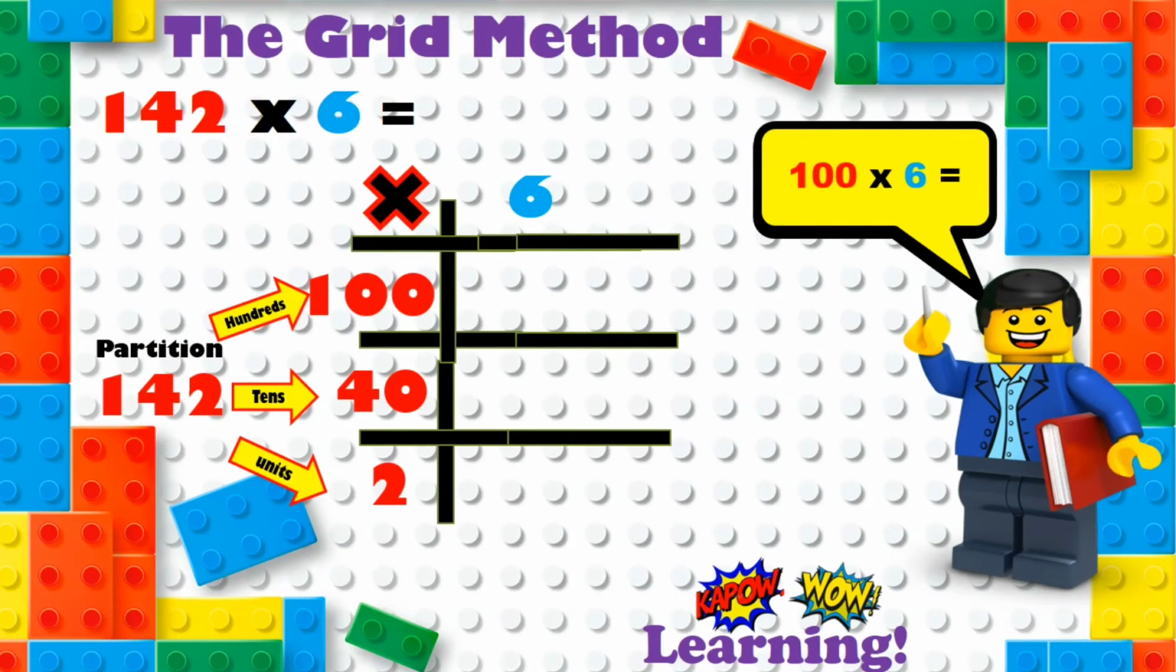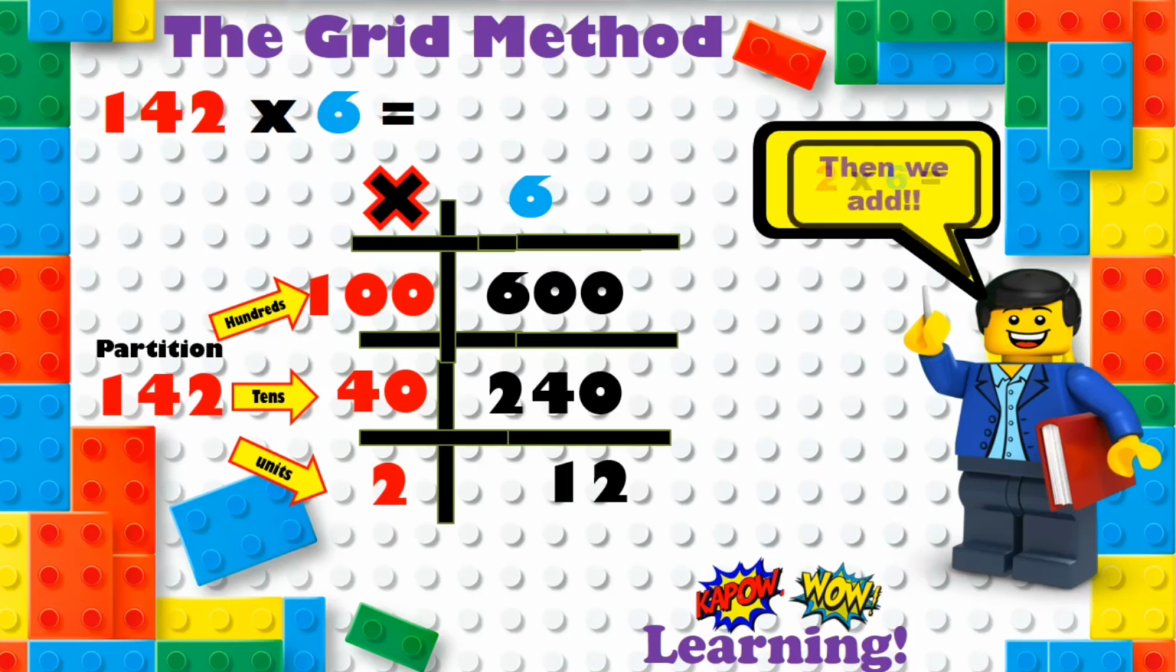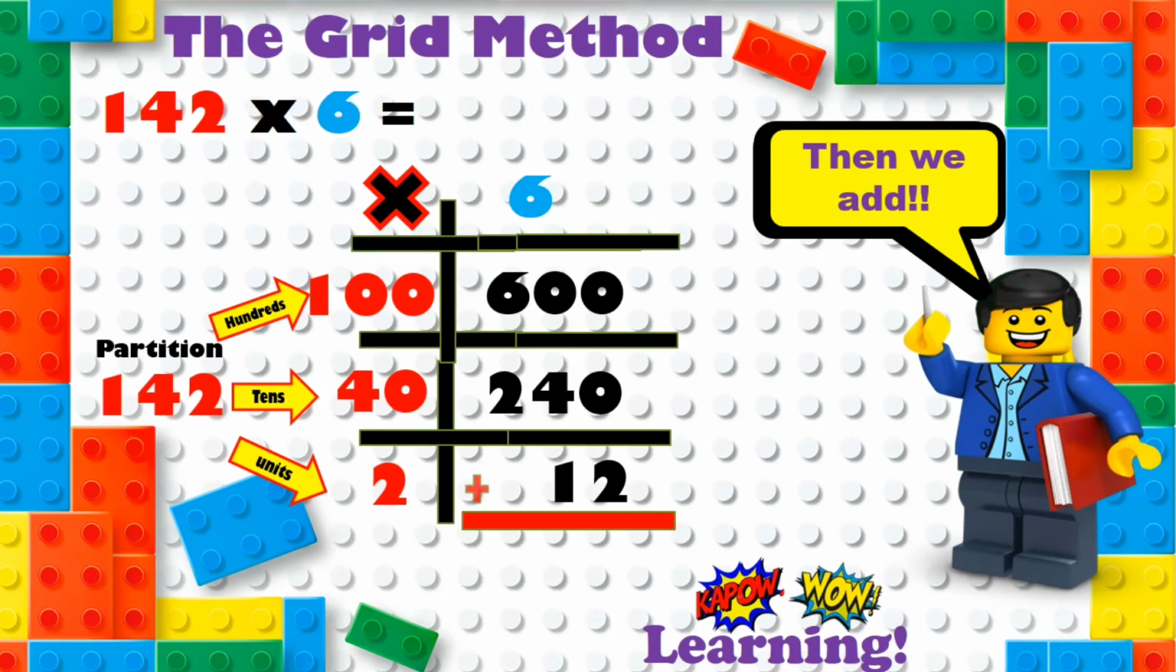Next, we do 100 multiplied by 6, which is 600. We're next going to do 40 multiplied by 6, which is 240. And the next one, 2 multiplied by 6 equals 12. Can you remember what we do? Yes, we then add them. So let's add them. Now, when we're doing column addition, you need to start from the units.